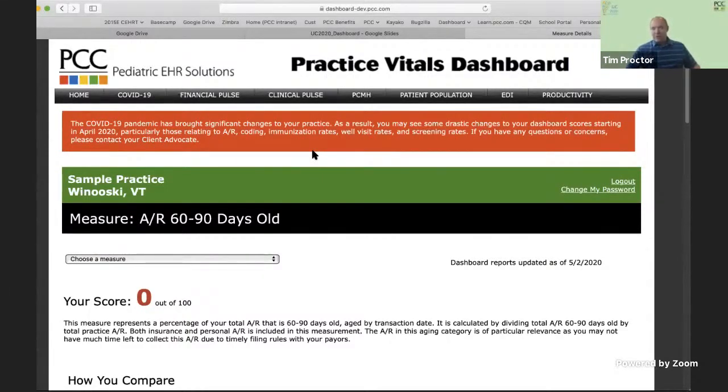Some of your measure results, particularly AR measures, are going to look really weird over the past couple months, and it's for the simple reason that your visit volume, your AR over the past couple months, is much lower than it normally would be. Your charges are much lower. Well, this impacts your AR measures, your accounts receivable measures. Specifically, if we're looking at AR in the last 90 days or so.